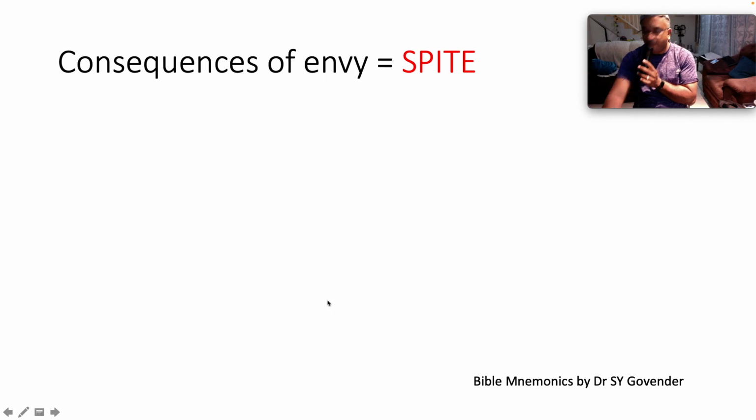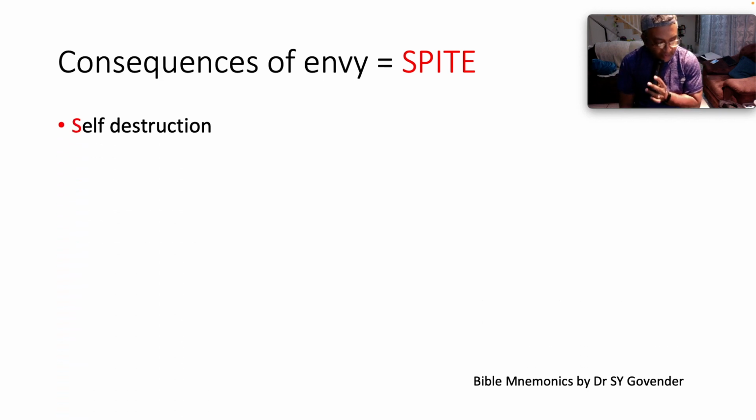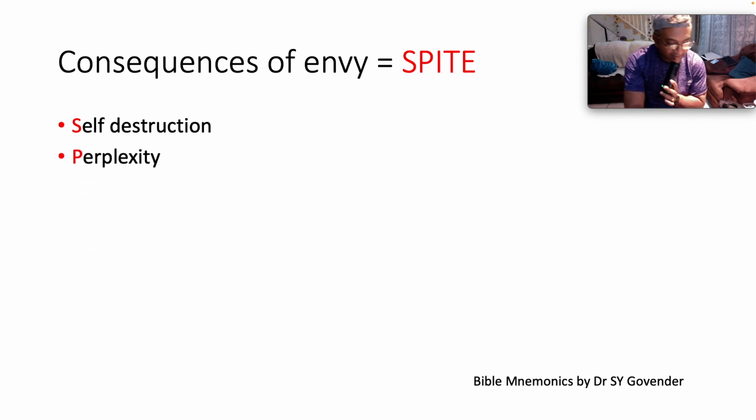Alrighty. Okay, my friends, let's just talk a little bit about spite. What are the consequences of envy? And the mnemonic is SPITE. Okay. So first up is self-destruction. The book of Job, chapter 5, verse 2 says, "For wrath kills a foolish man, and envy slays a simple one." Okay. The next one is perplexity.